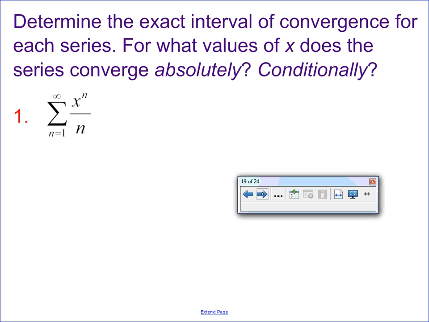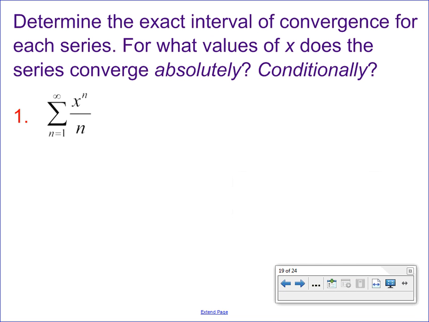And that's the last thing we have to do in our series unit. Determine the exact interval of convergence for each series. For what values of x does the series converge absolutely versus conditionally? So we'll go ahead and take a look at the original. And like Bellwork, we can try and see if we can compare this to any known thing. Well, I've got x's in it, so this is going to be a power series. And we know that the ratio test will allow us to determine the interval of convergence for a power series with x's in it.